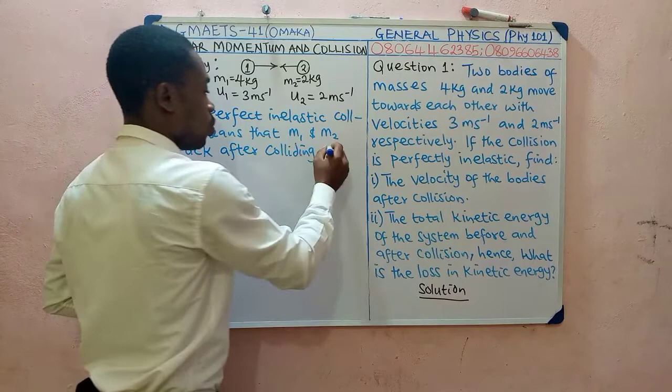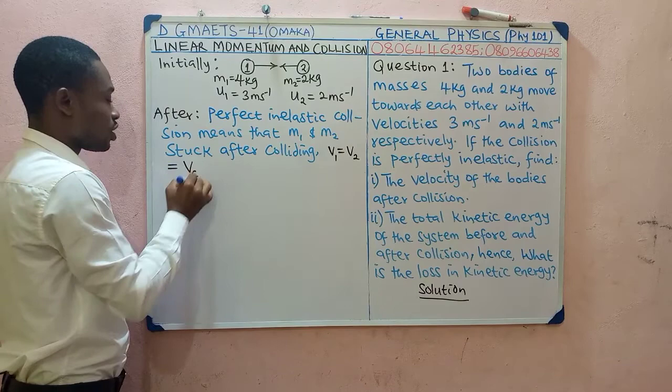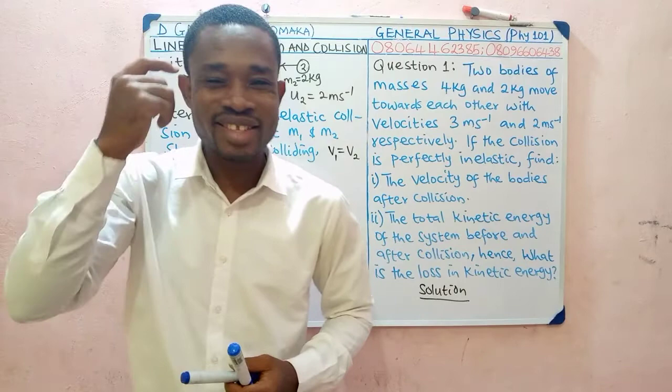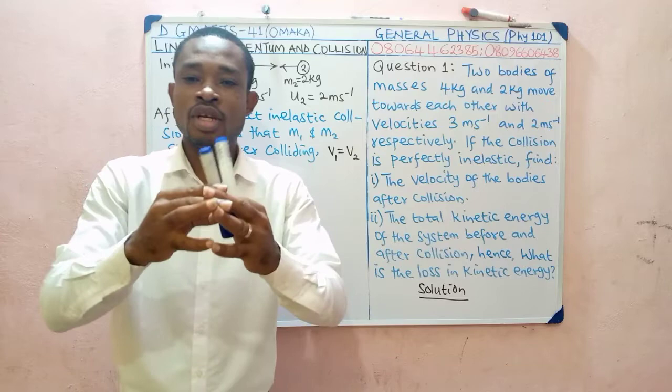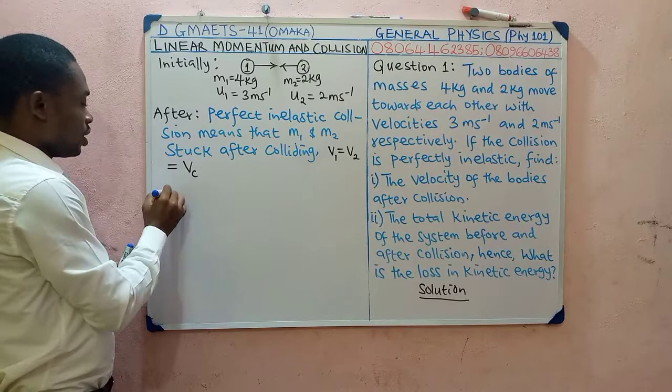the implication is that V1 will now be equal to V2. I can simply call it V subscript C. That's their common velocity. Please take note of what a perfectly inelastic collision type is. It's one in which you have many objects colliding, then they stick and form a single unit moving with the same final velocity.